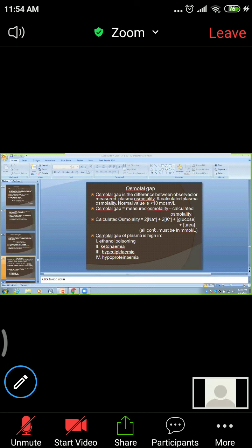Normal osmolar gap, we should know its normal value is less than 10 milliosmol per liter. Osmolar gap is high in ethanol poisoning and ketonemia. Ketonemia means more ketones in plasma. Hyperlipidemia, that means when cholesterol and triacylglycerol are more in plasma, and also in another condition, hypoproteinemia. Okay.